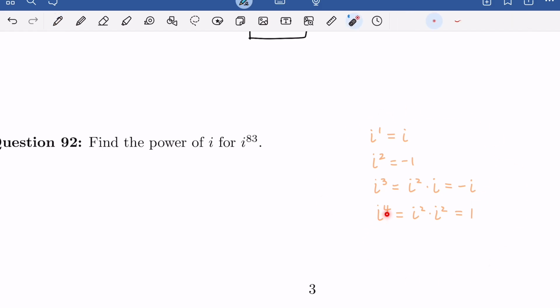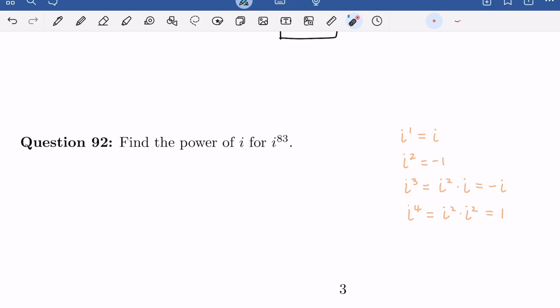Once we do i to the fifth power, the whole thing repeats because we're going to have i to the fourth times i to the first power, and so on. So we're going to use this to figure out i to the 83rd power. Whenever we're doing this, we want to try to break these up into factors so that some of them are multiples of 4. So what I mean is that we have i to the 83rd power. We can rewrite this as i to the 80th power times i cubed.